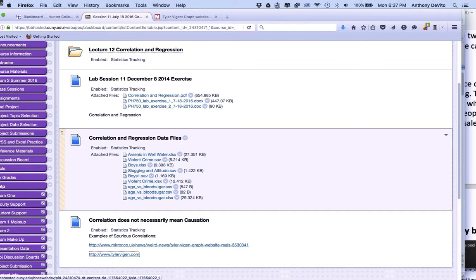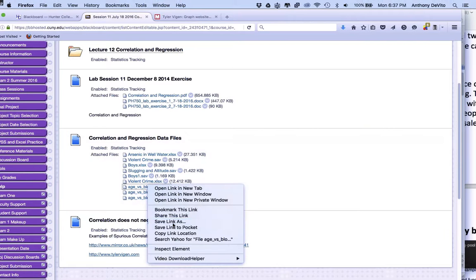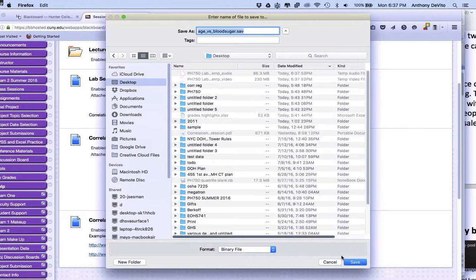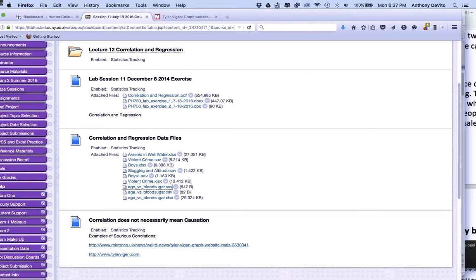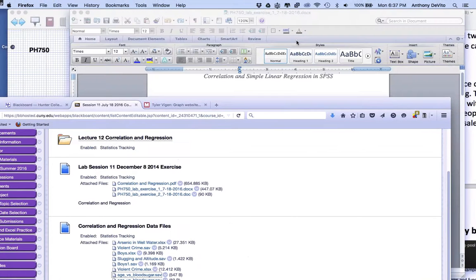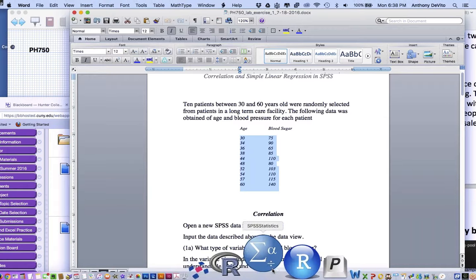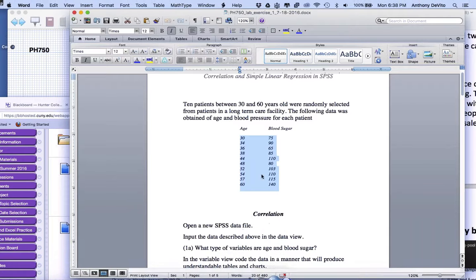So I've got to do that myself. I'm going to right-click on it, save the link, and put it on my desktop. Okay. So I'll work on that with you. Okay, I'll open SPSS now, and I'll open that file. Okay, let's look at that data.